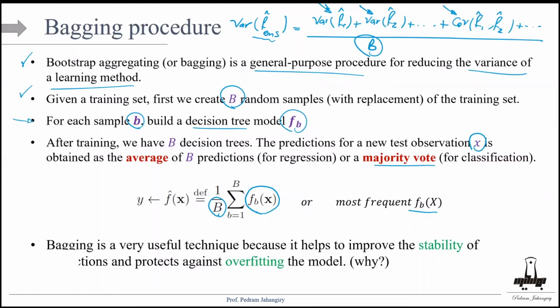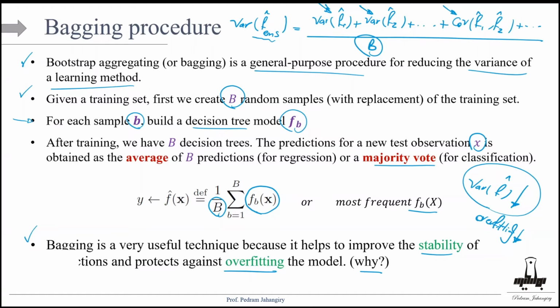Bagging is a very useful technique because it helps to improve the stability of predictions and protect against overfitting. So what does that mean? Remember, if you reduce the model variance, we are reducing the overfitting, right? Because if the variance is small, it means that if we try the model on a new data set, or on different versions of the data set, it's not necessarily going to overfit. All right, so that was the idea of bagging.